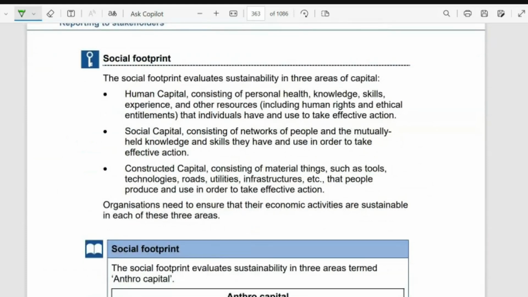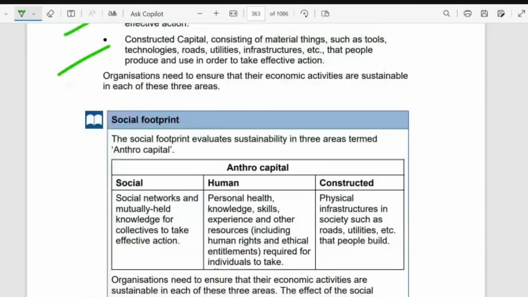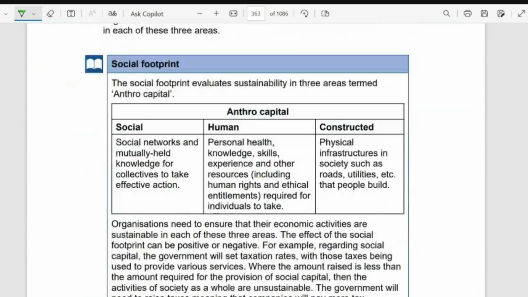Social footprint: sustainability in the areas of capital, human capital, social capital, and constructed capital. How helpful are their activities for society? For social capital, the social network and shared knowledge for the collective to take effective action, personal health, and then constructed capital.